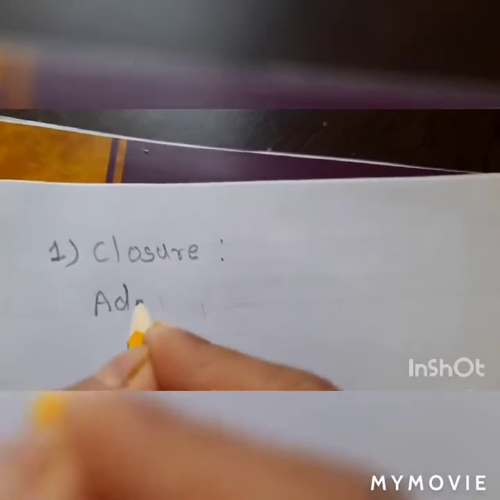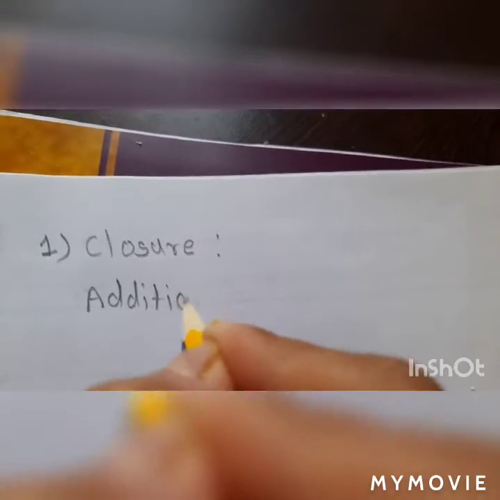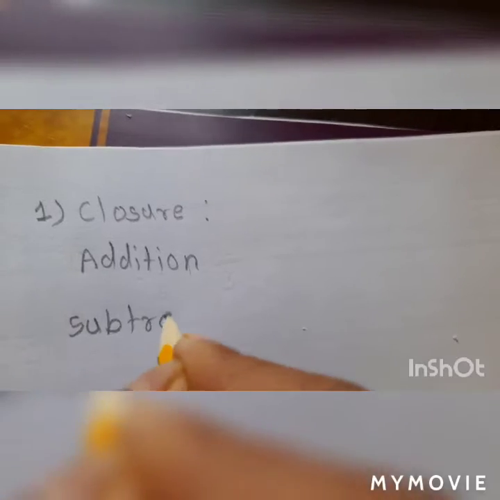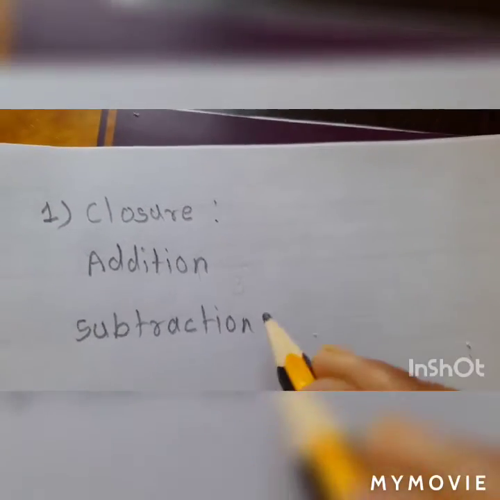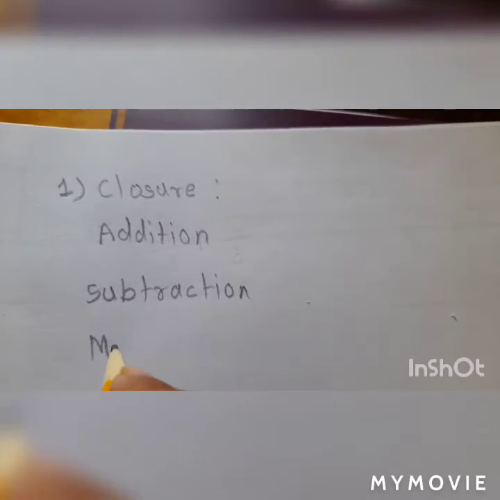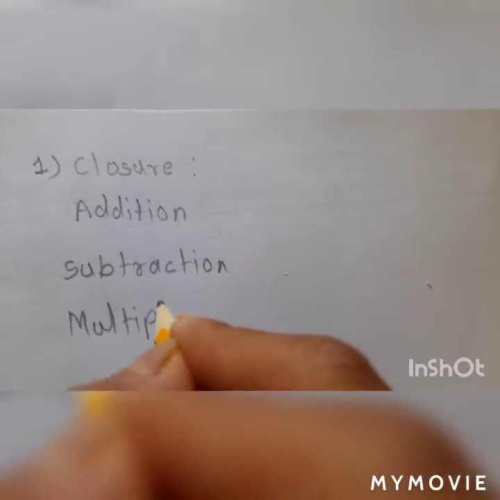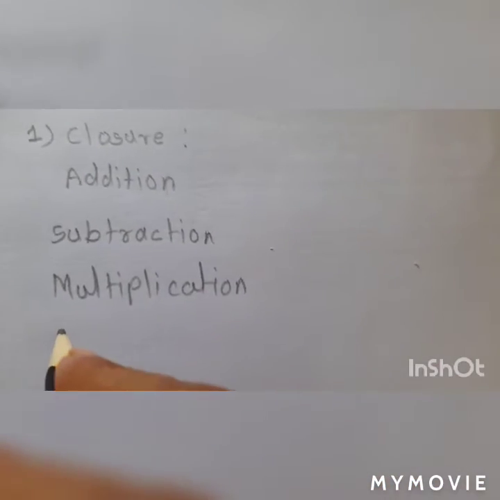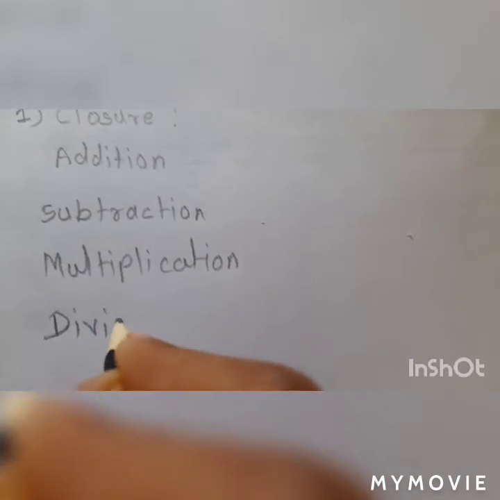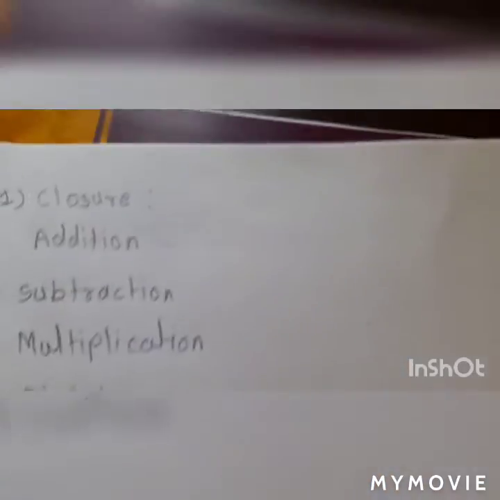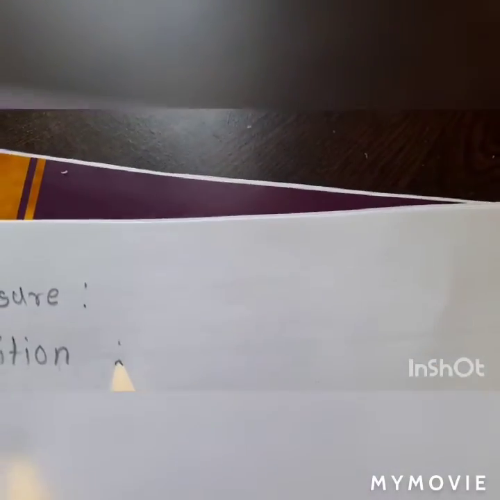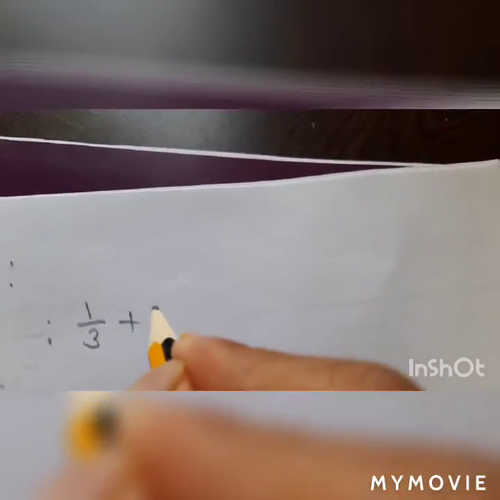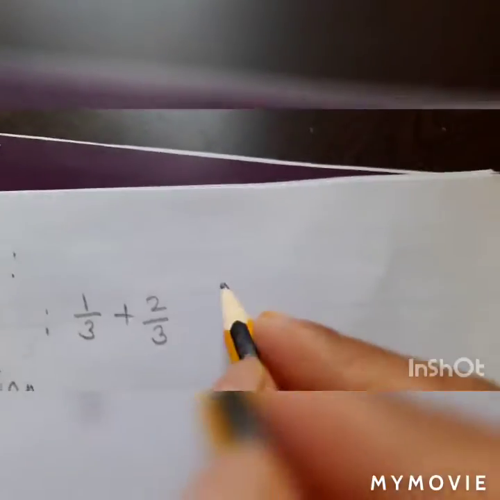Let us check whether addition, subtraction, multiplication, and division satisfy the closure property or not. Let us see addition first. For example, 1 upon 3 plus 2 upon 3.